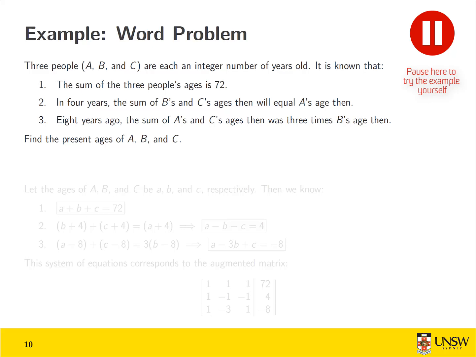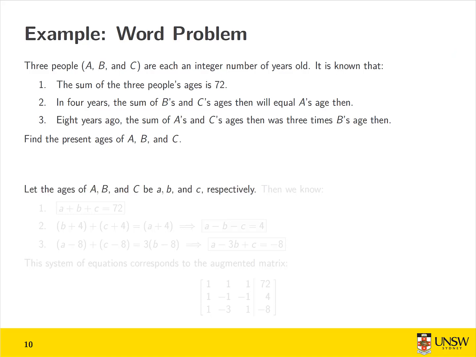We are asked to deduce their ages based on the fact that the sum of their ages is 72, that in 4 years, the sum of B and C's ages will equal A's age, and that 8 years ago, the sum of A and C's ages was 3 times B's age. First, let's let the ages of the people A, B, and C be the lowercase pronumerals a, b, and c. To extract the system of equations from this question, let's deal with each fact in turn.